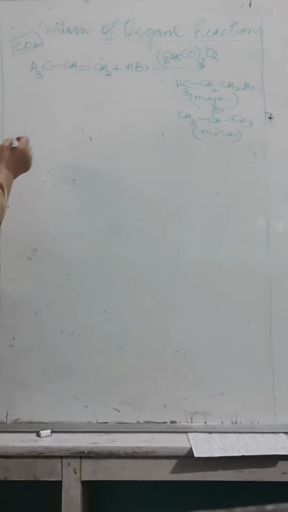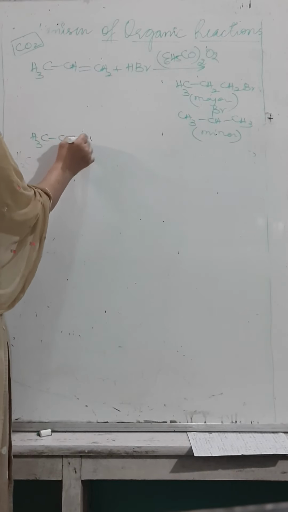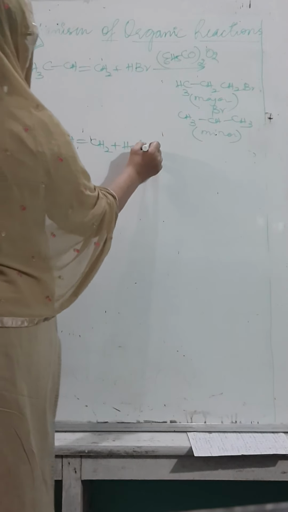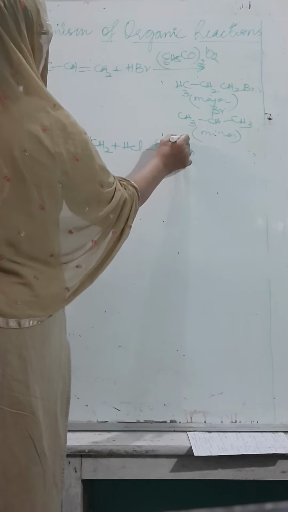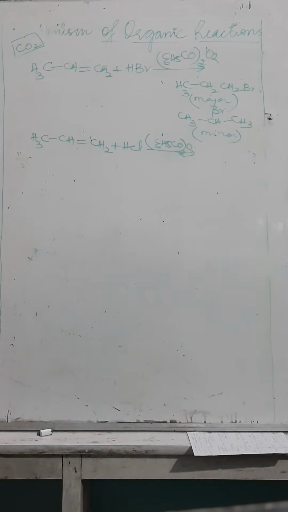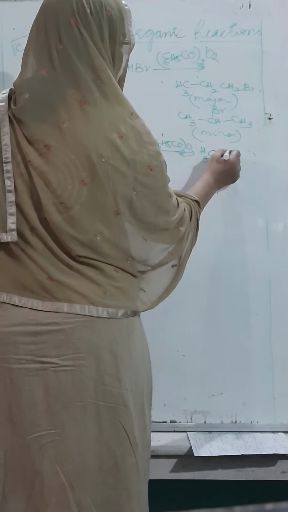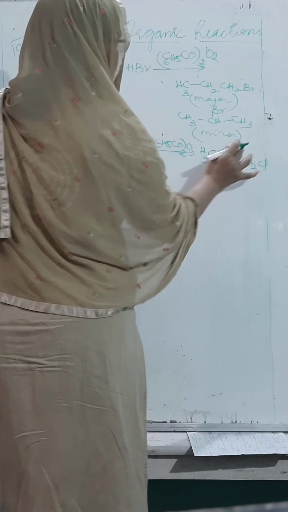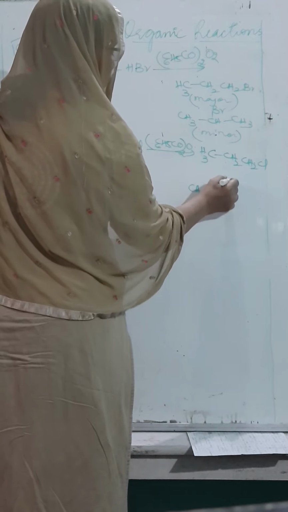If the same example, CH3, CH, double bond CH2, if I add HCl in the presence of benzoyl peroxide, what will be the product? The products will be 1-chloropropane and 2-chloropropane.